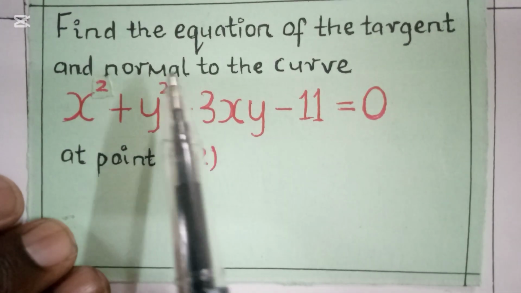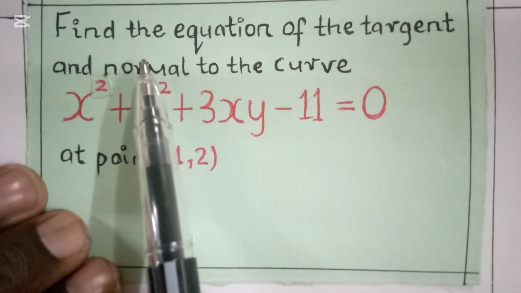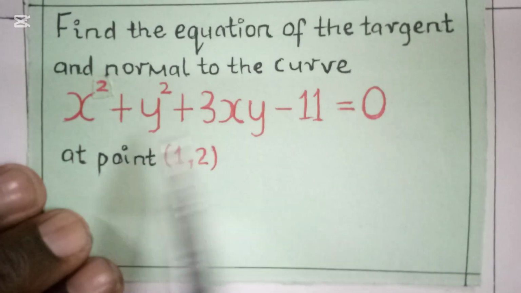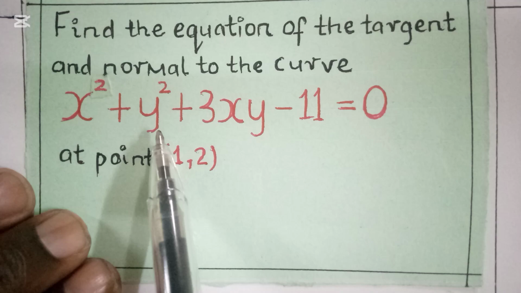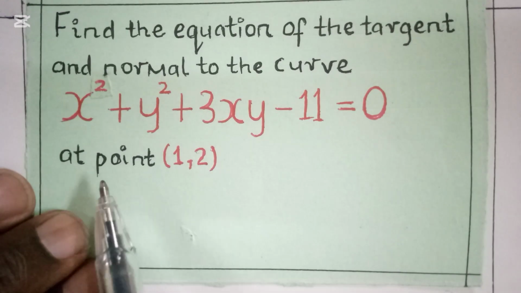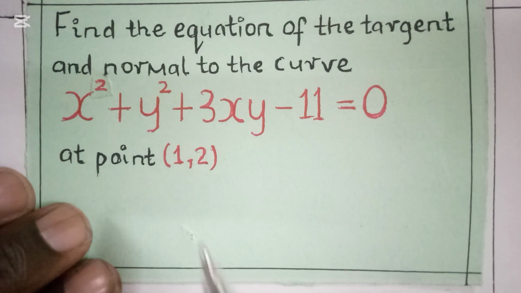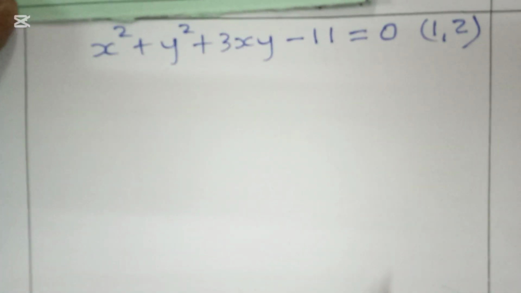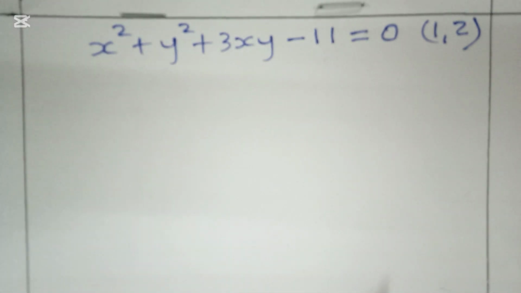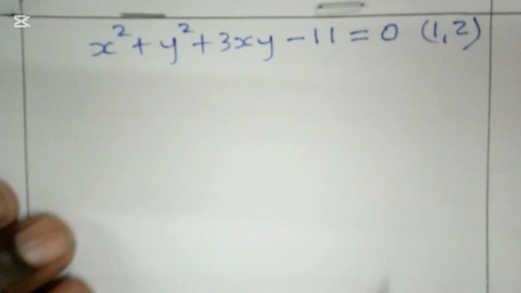Guys, let's look at this question. Find the equation of the tangent and normal to the curve x squared plus y squared plus 3xy minus 11 equals 0 at point (1, 2). So guys, I'd already prepared myself here. This is the equation, and now we are going to find the equation of the tangent and normal.